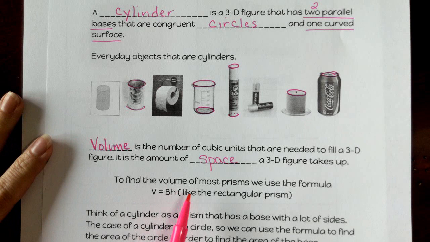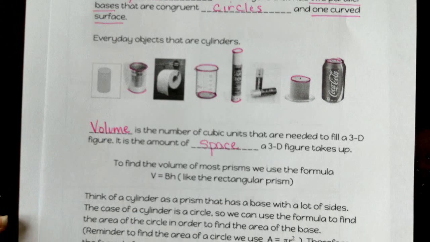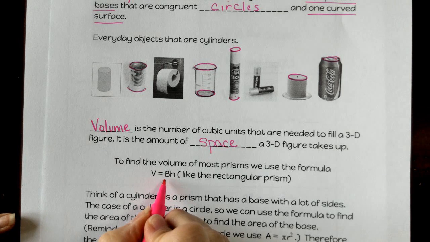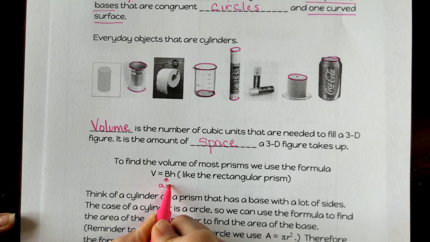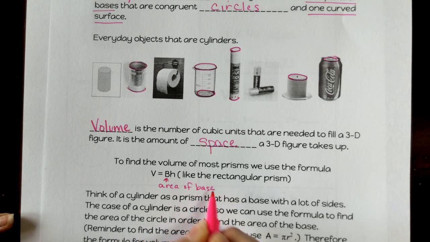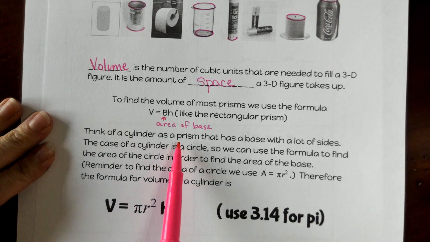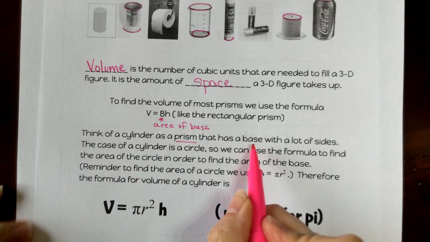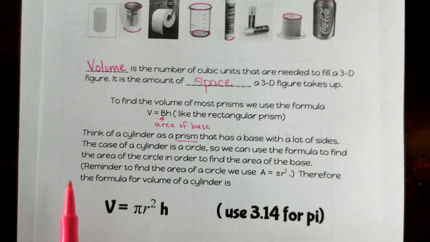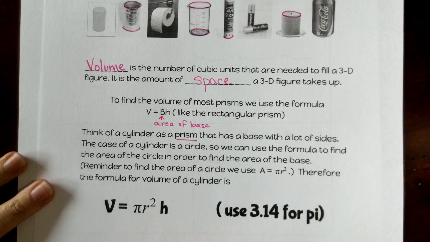Okay, so to find the volume of most prisms, like we did with rectangular prisms and cubes, we took the area of the base times the height. Okay, we're going to do the same thing here. So we want to think of a cylinder as a prism that has a base with a lot of sides. In this case of a cylinder, the base is a circle. So to find the area of the base, we want to use the formula for area of a circle.